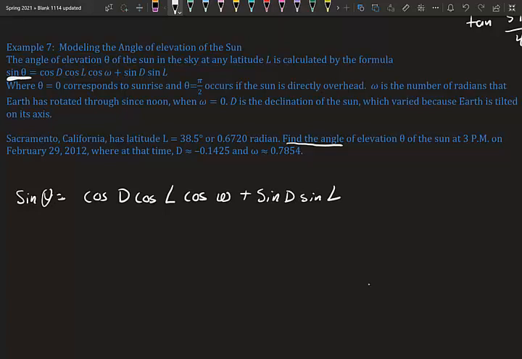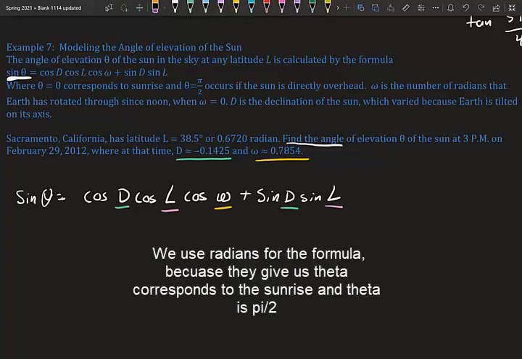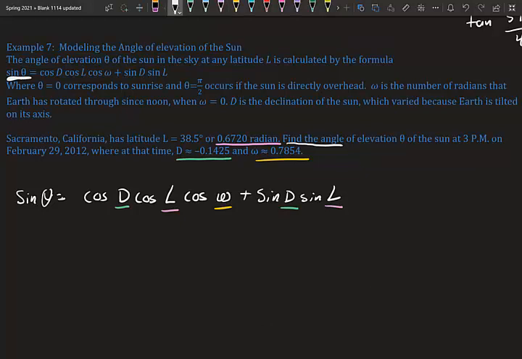So we need to figure out our variables for D, L, and W. So let's go ahead and find that. It tells us D is this. It tells us W is this. And then it tells us the latitude of Sacramento, L, 38.5 degrees. But we're not using degrees here. No, we're going to be using the radians. All right, let's plug it in.